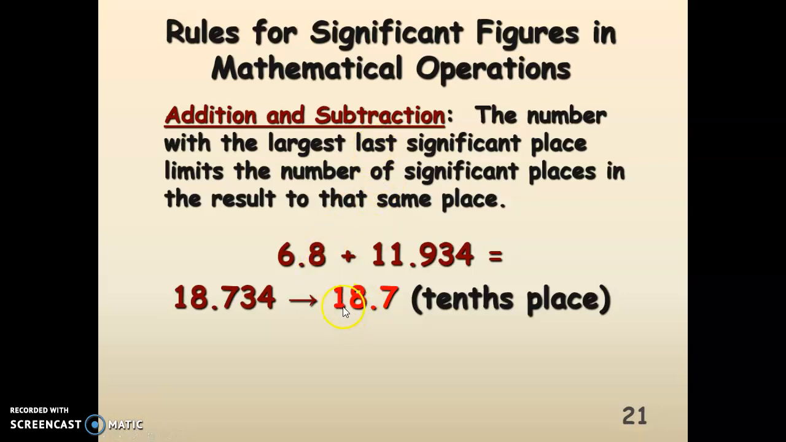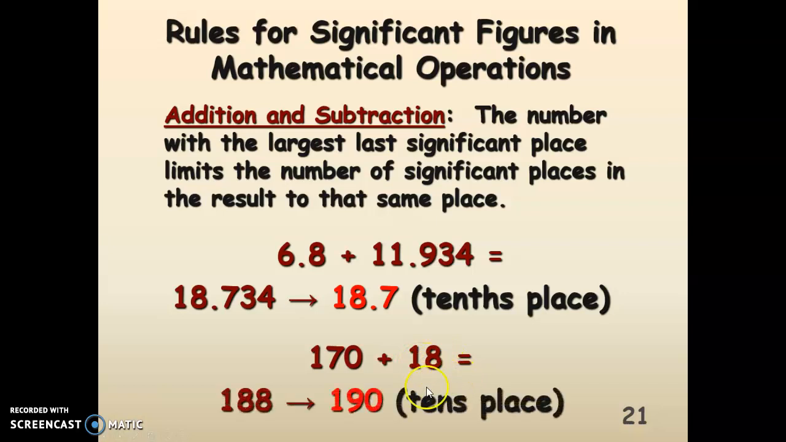So there you go. All right, let's look at another example, 170 plus 18. This is significant to the tens place. Remember that 0 is not significant. And this is significant to the ones place. So our answer should be rounded to the tens place. You get 188 as a calculator answer there, and then we're going to round that to the tens place and make sure we put our placeholder 0 in there.